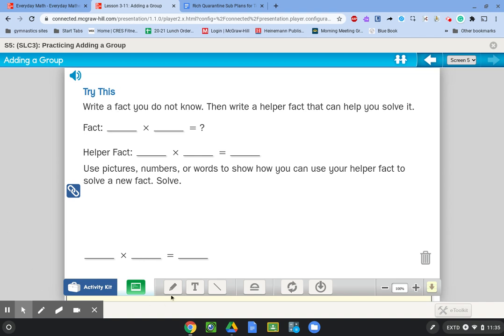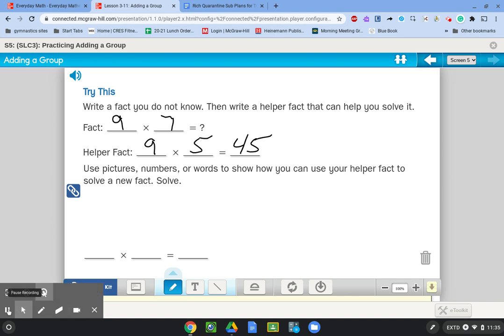Let's try an even more difficult one just to show you that this will work for lots of different problems. We're going to do 9 times 7. Okay. Our helper fact is going to be 9 times 5 because we should know our 5s. 5 times 9 is 45. Here's how we're going to use an array to help us solve it.